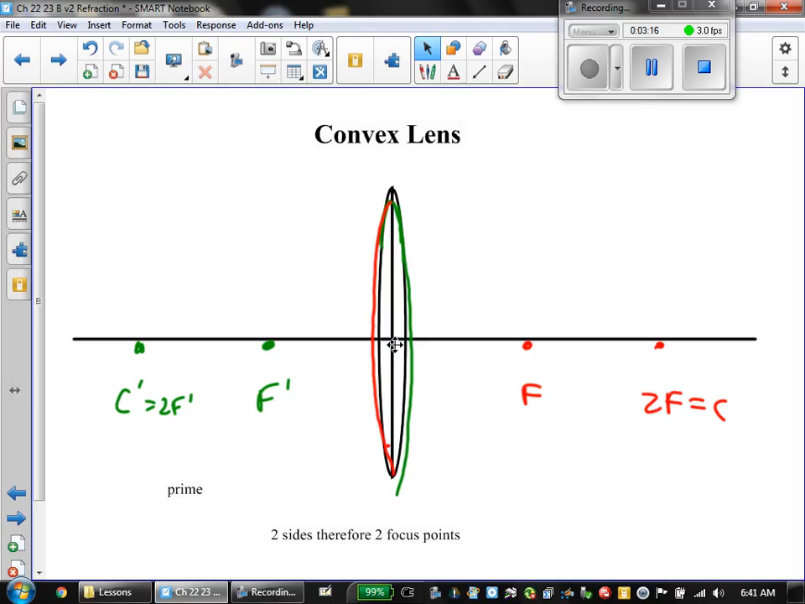The only other point of note is because the lens itself has an optical center, we often pick this point, and my smartboard's not calibrated too well, but this point right here is called the center, so we don't confuse it with the other center. We usually call this O for origin. So you'll see that's important for our rules for doing ray diagrams.